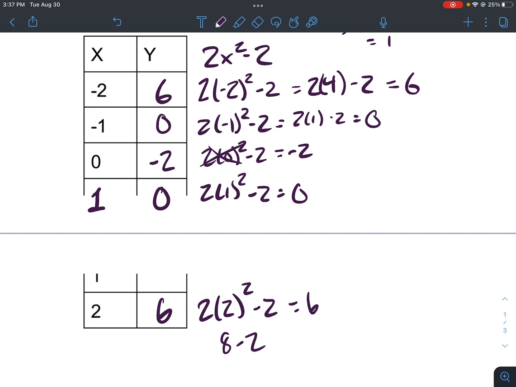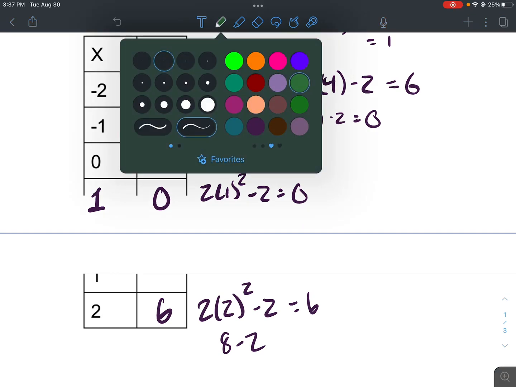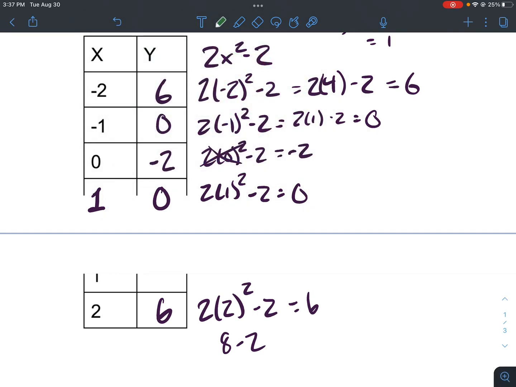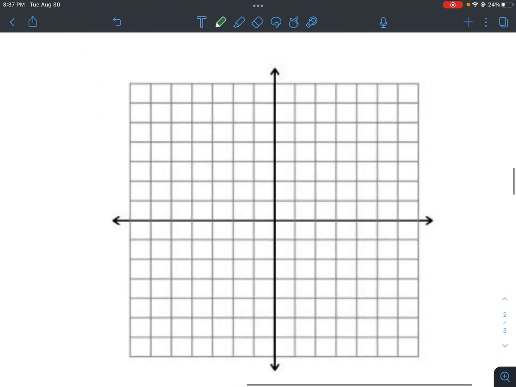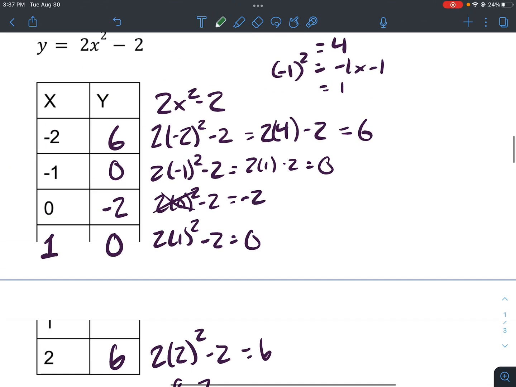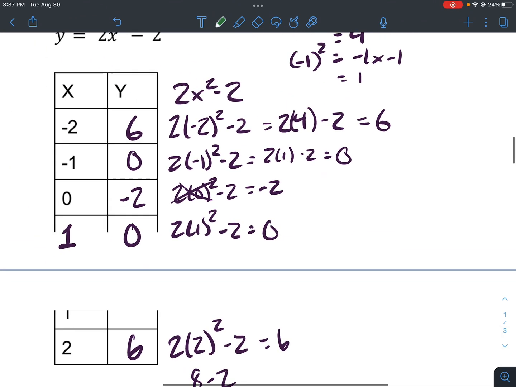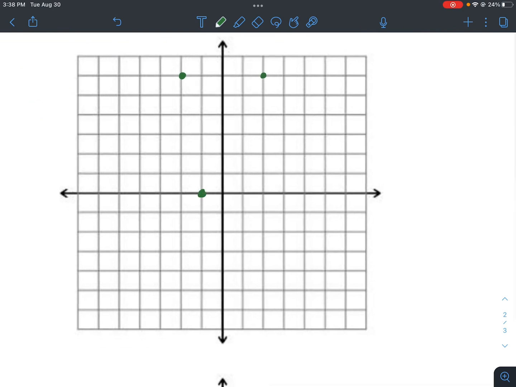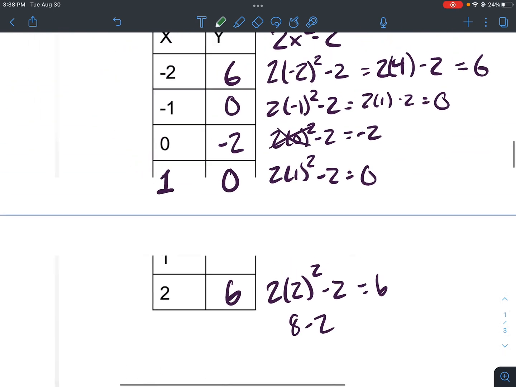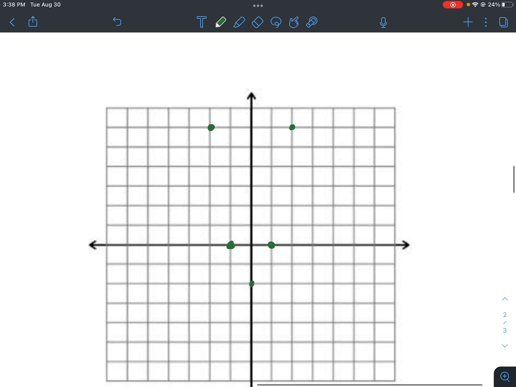So when we plot our points, the negative 2 and positive 2 values are going to be at 6. Our negative 1 and 1 values are going to be at 0. And our last one, I believe, is at negative 2. Very good. So now we make a parabola.